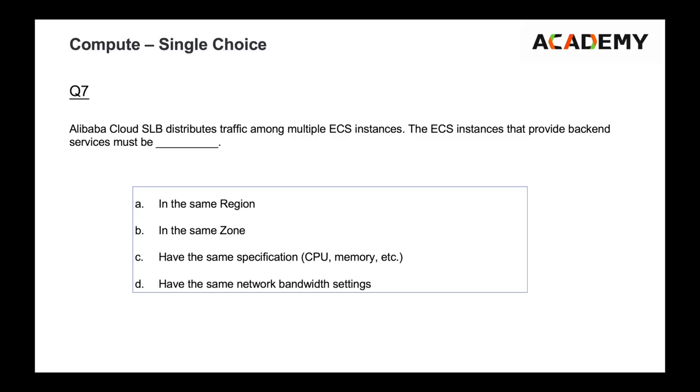Question 7, a single choice question. Alibaba Cloud SLB distributes traffic among multiple ECS instances. The ECS instances that provide backend services must be, and this is a tough one, so I'll give you a second. You can pause and think about it.